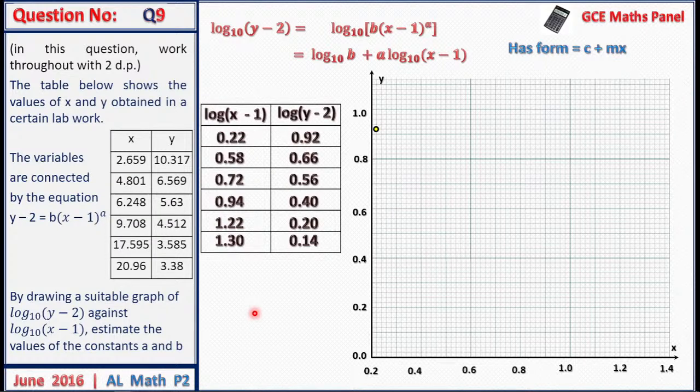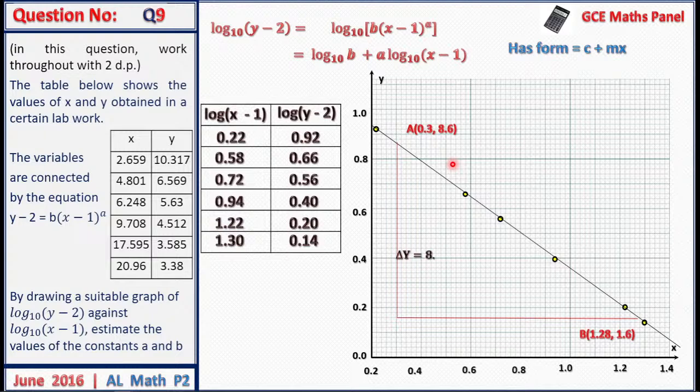So we are plotting the points: when log x minus 1 is 0.22, we have 0.92, then 0.58, 0.65, and so on. You can now link all of these points to form a straight line. You see that all of the points fall on the straight line, right? From here, you can now get the gradient by looking for a very large triangle like this. At point A, we have 0.3 for x and 8.6. Another point down here, B, has coordinates 1.28, 1.6.